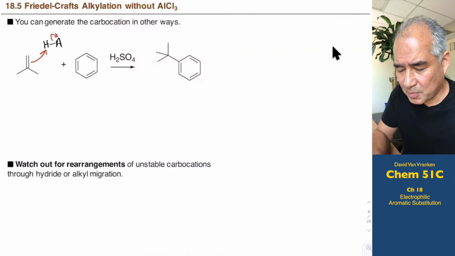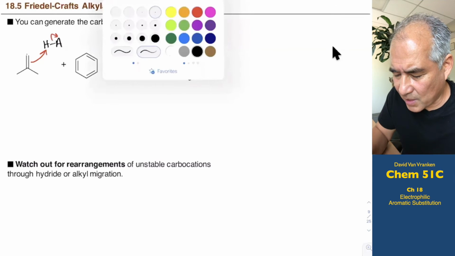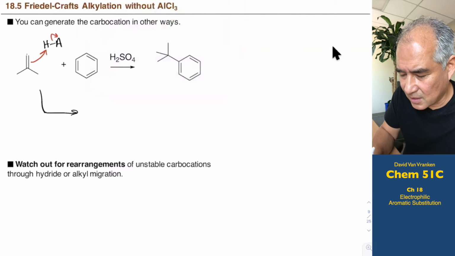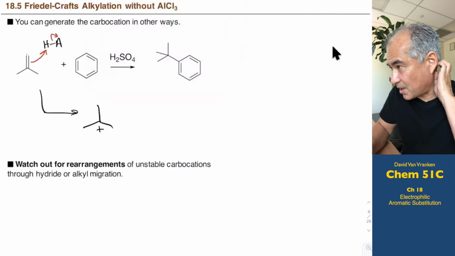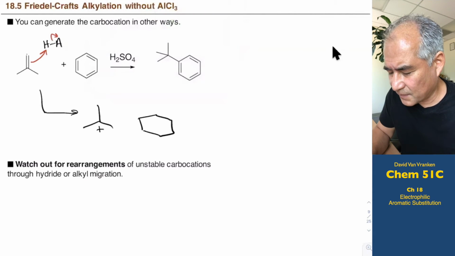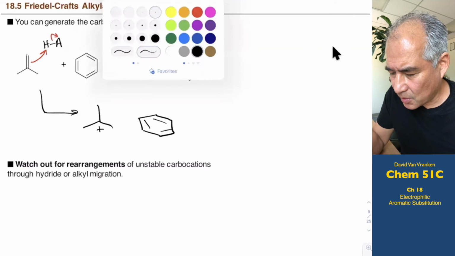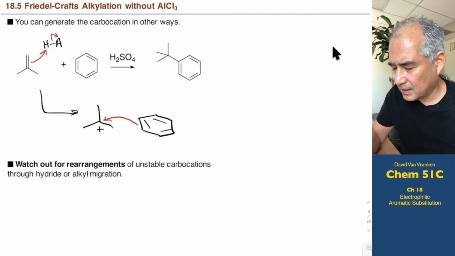In this case, you put a proton on the least substituted carbon so that you can make a carbocation at the more substituted carbon. So this process in the presence of sulfuric acid will generate a tertiary carbocation. You don't protonate the middle carbon to make a primary carbocation. And then that will do electrophilic aromatic substitution, just like an alkyl cation that we generated using aluminum trichloride.